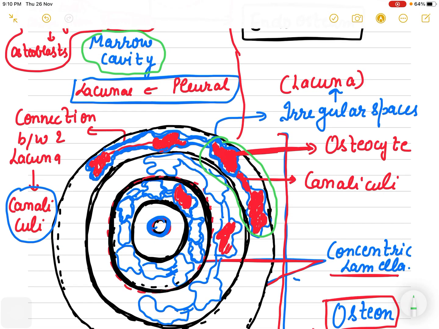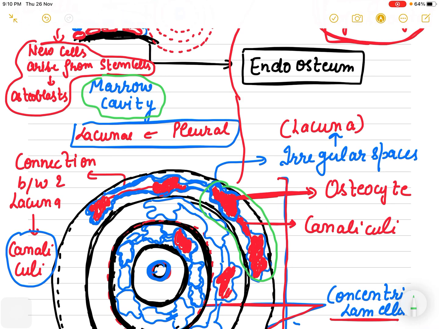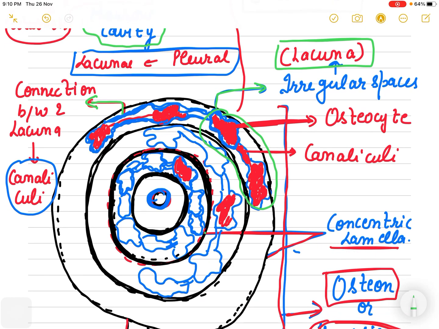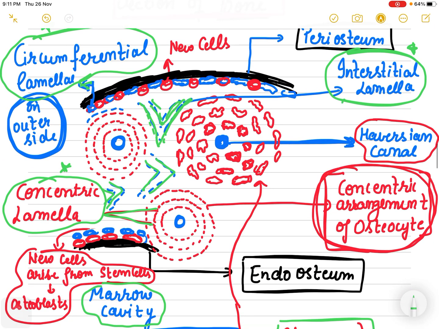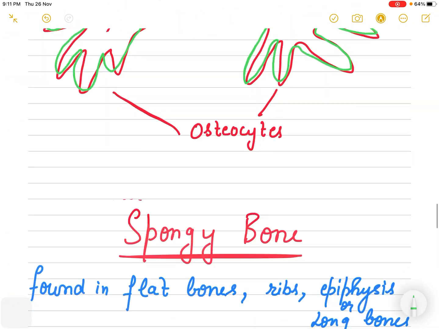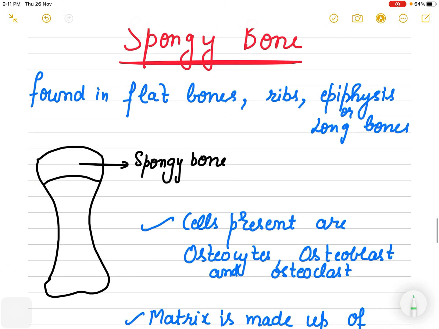I told you that there are lots of new terms, right? There are so many new terms. These irregular spaces are known as lacunae. They are present in the marrow cavity, and the connection between lacunae is known as canaliculi, and these are the concentric lamella. So there are three types of lamella in the bone: the concentric lamella, interstitial lamella, and circumferential lamella. Now comes the spongy bone.